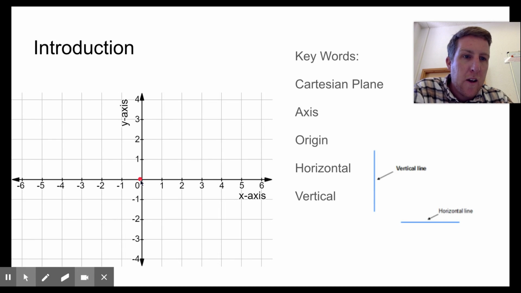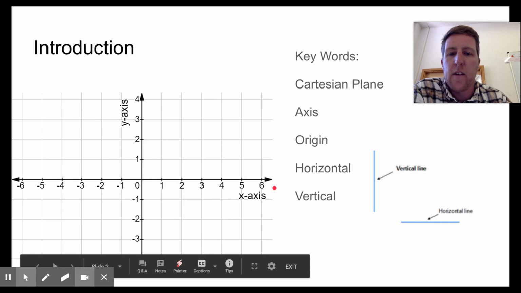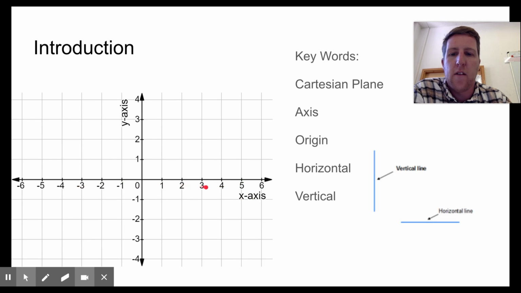The Cartesian plane has two axes. The two axes are here the y-axis, the one going up and down, and the x-axis here, which goes left and right. Okay, so those are the two axes. This point here is called the origin. It's the middle. It's at the coordinates 0, 0. So the origin is the middle.